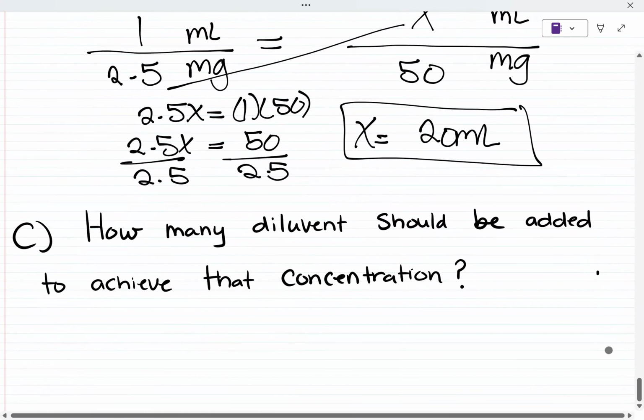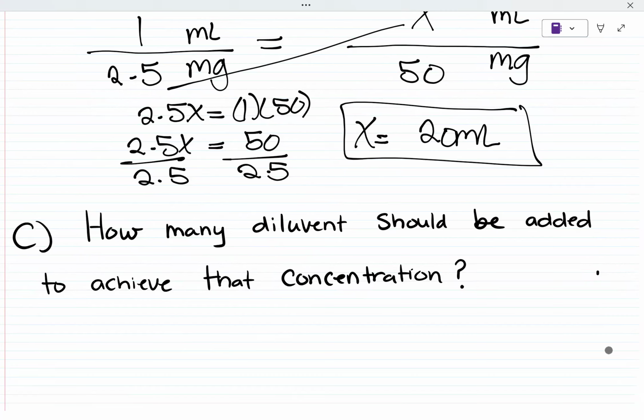Okay, last part of the question says how much diluent should be added to achieve the concentration? So when they say diluent, they really mean milliliters. So my dose is 2 milliliters. I need a final volume of 20 milliliters. So I only need to add 18, right?